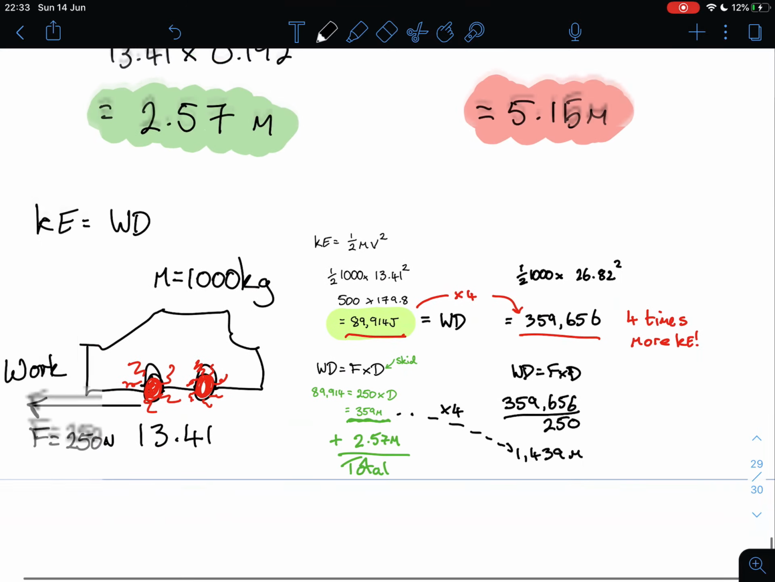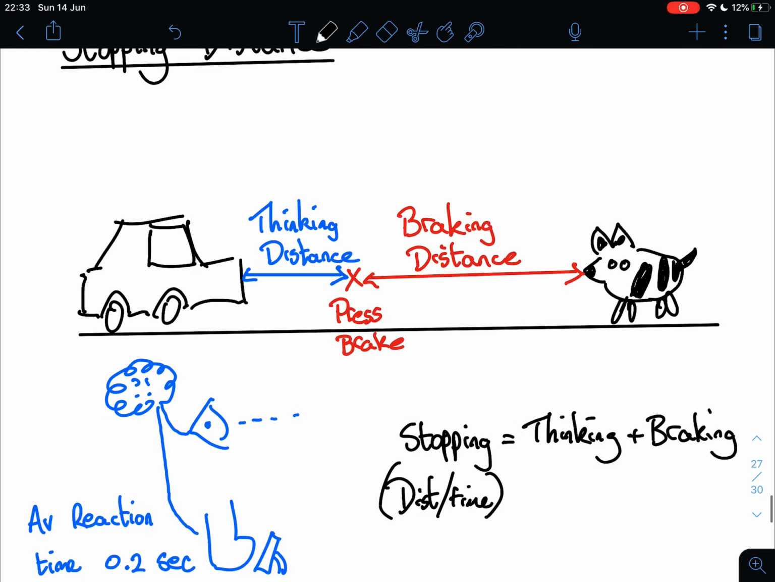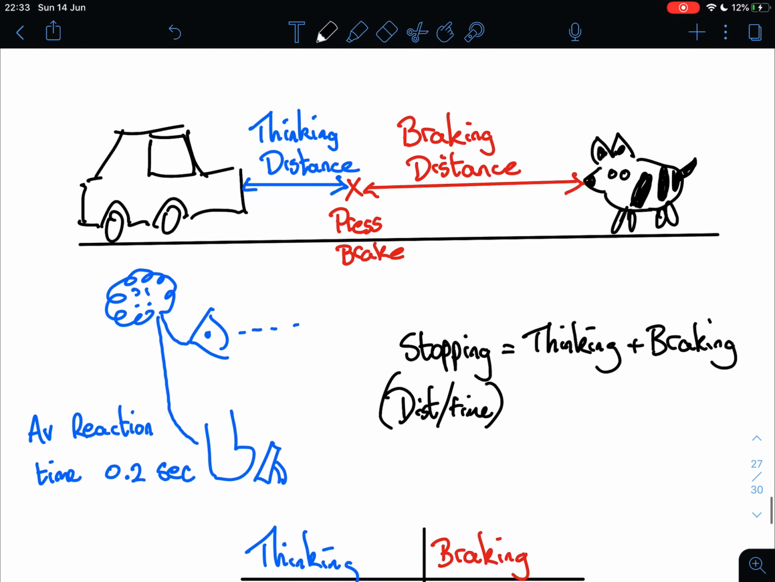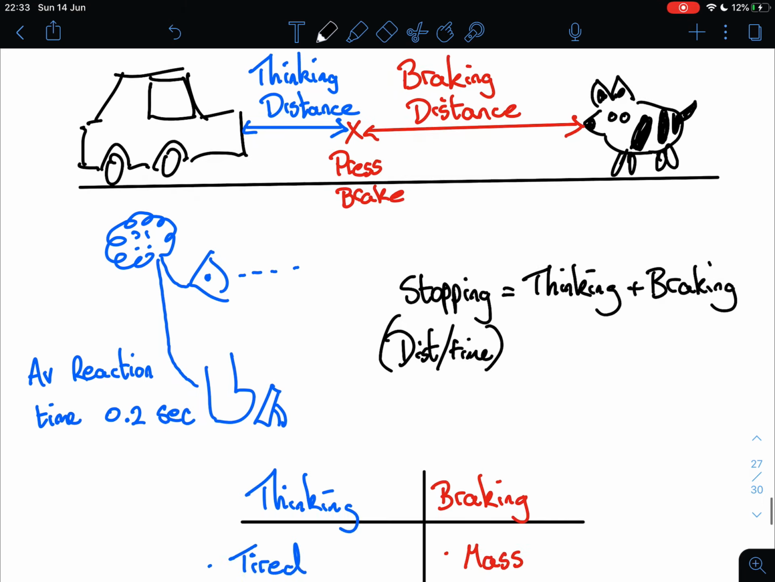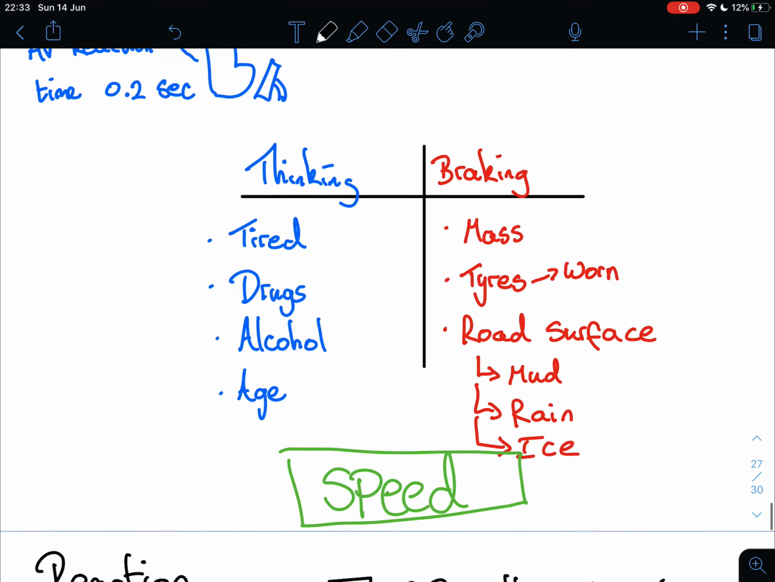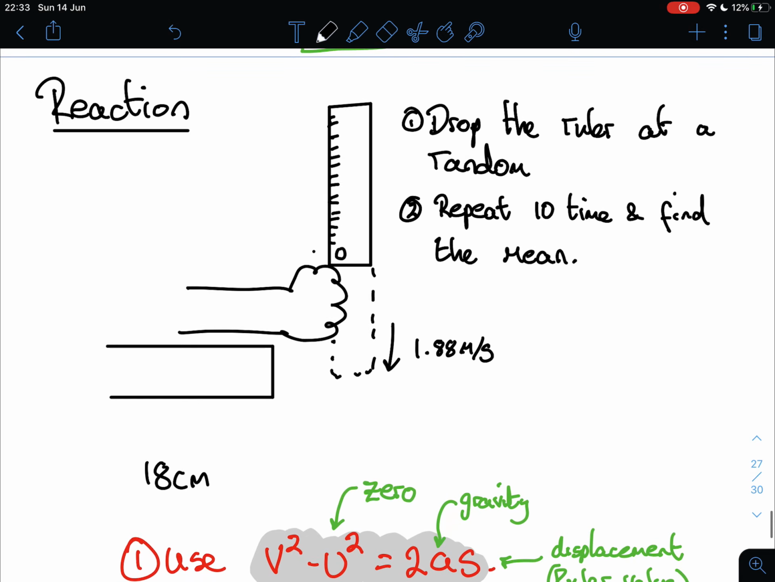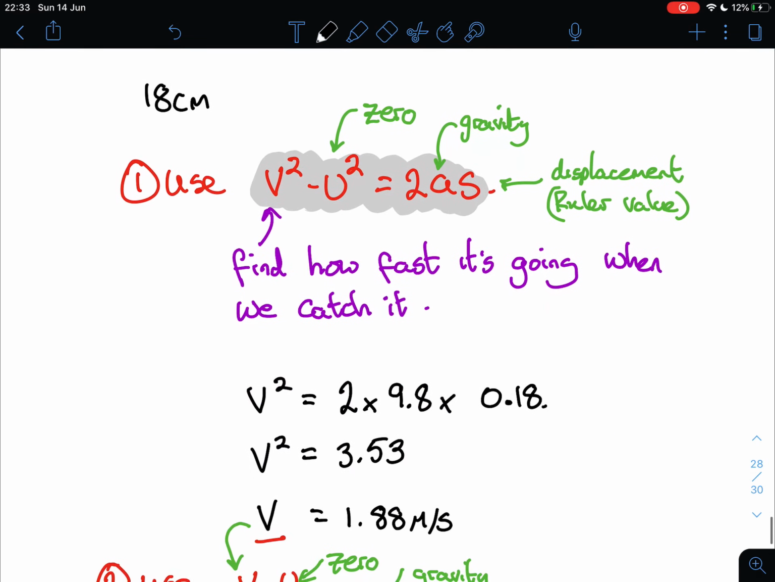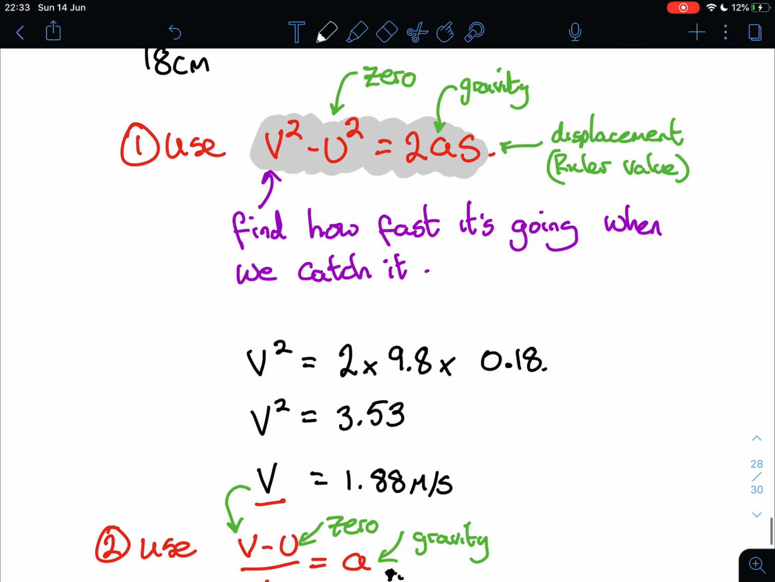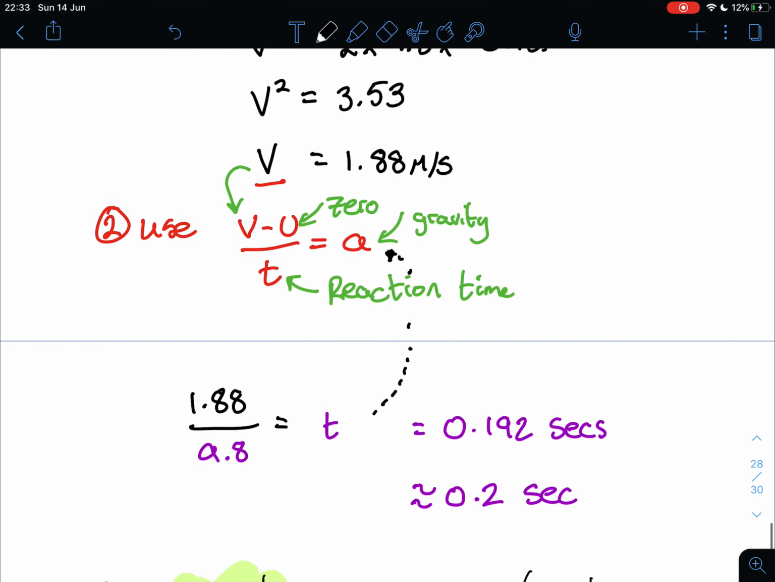So that's the key, that's the final point. If by now you're still awake, well done. If anything, walk away with this idea: thinking distance and braking distance together make stopping distance. That you can name a couple of the processes. If you're feeling fancy, what the ruler drop experiment is, so that's pretty easy. This is a tricky bit, is practice. Try it yourself, get someone to drop a ruler, catch it a few times, find the mean, try and work out your reaction time, and just follow the process.